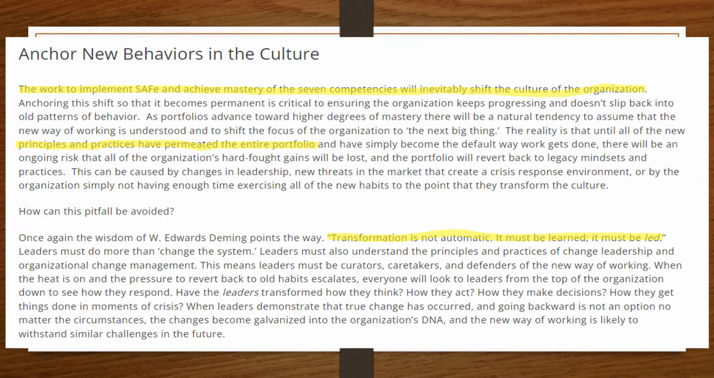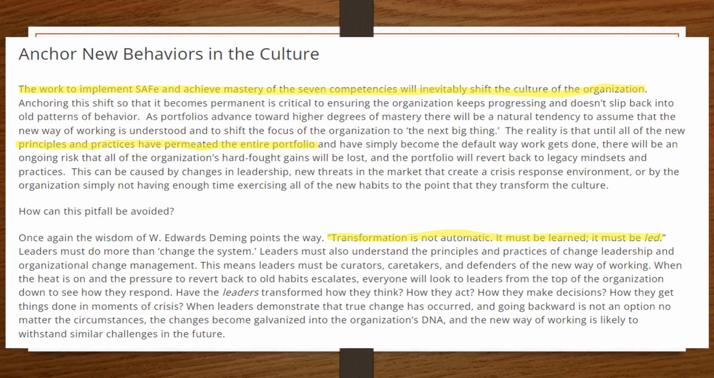all the principles and practices have permeated the entire portfolio, right? It's not about only a particular value stream or a particular solution area. That particular team is doing good. You need to ensure that for every team, the entire portfolio, the principles and practices and the culture are all getting adopted. You need to understand that, right?